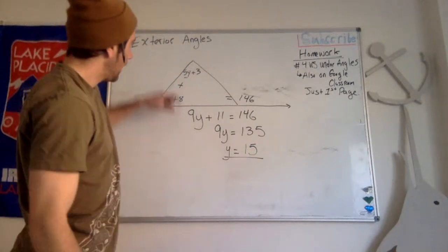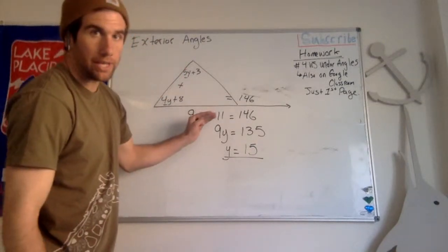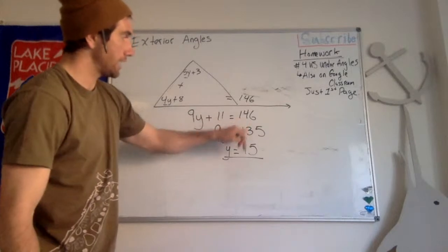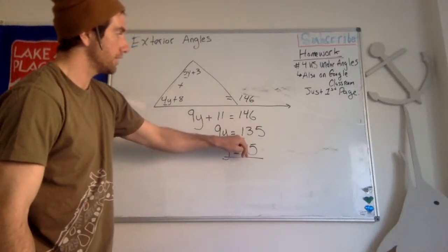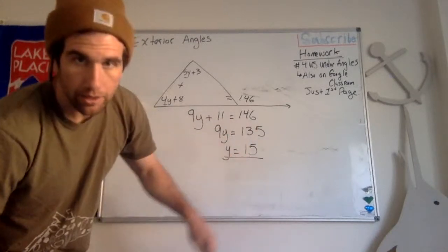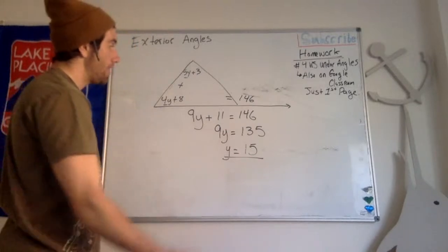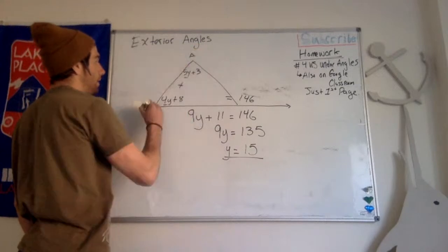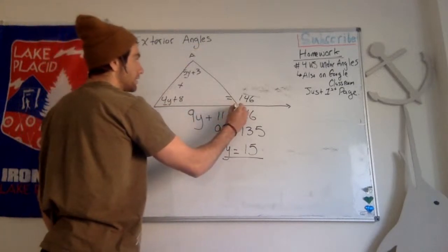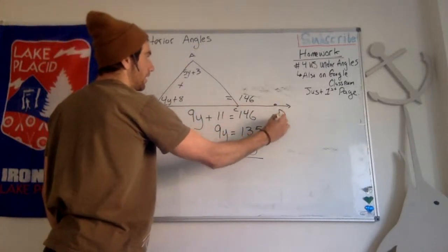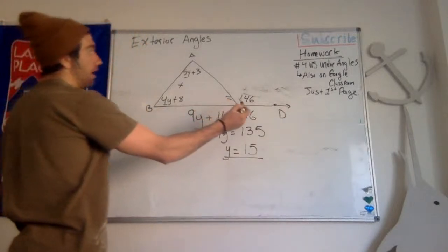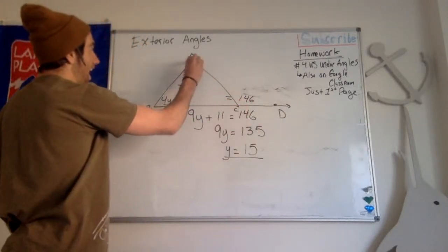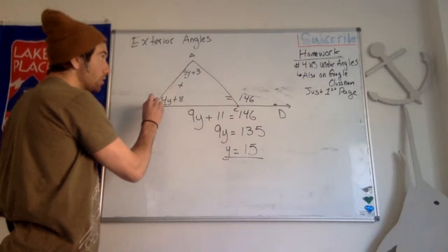Okay. I combined my like terms right from the beginning. I subtracted 11 from 146. Divided by 9. Good job, you get 15. And then if I said to you, what's the measure? I can make these measurements up. A, B, this is C, and this can be D out here. What's the measure of CAB?